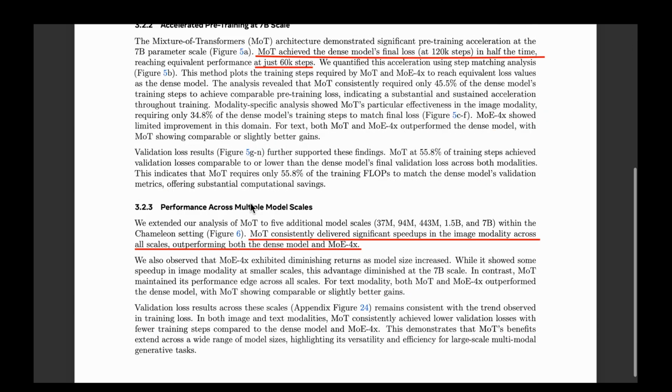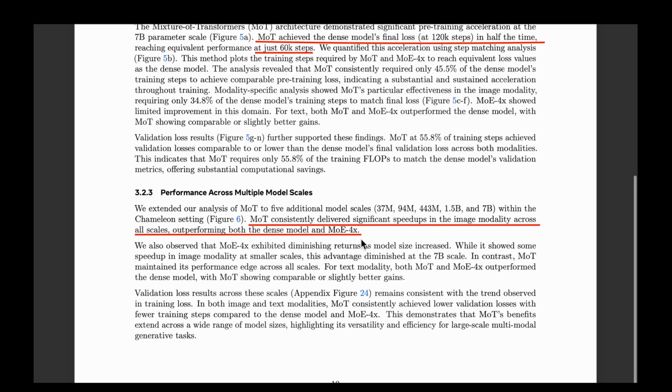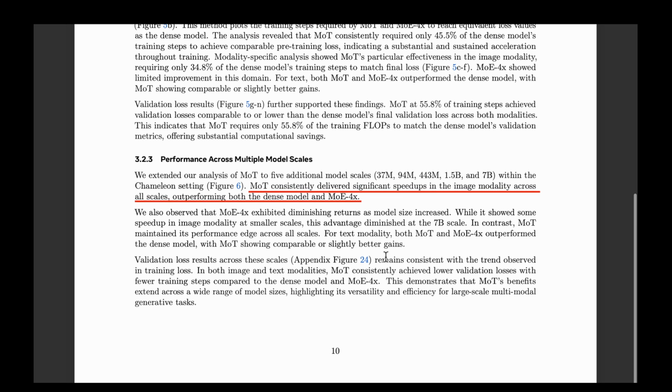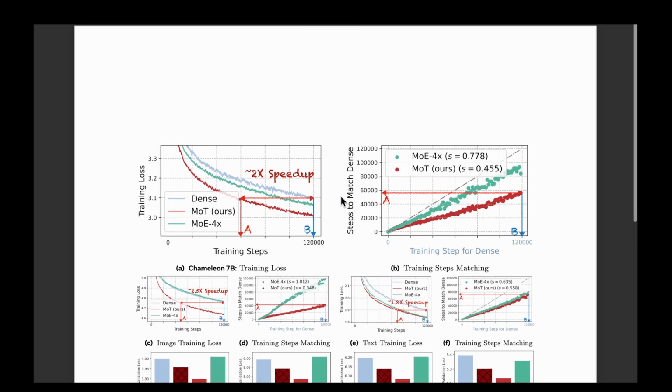And across the multimodal scales ranging from 37 million all the way up to 7 billion, mixture of transformers consistently delivered a significant speedup in the image modality across all scales, outperforming the dense model and mixture of experts 4x. So they compare with the dense model, which is Chameleon, and they also compare with mixture of experts 4x, and they say that mixture of transformers consistently delivers significant speedup. So let's find out how the speedup looks.